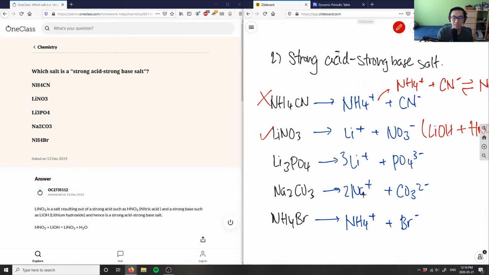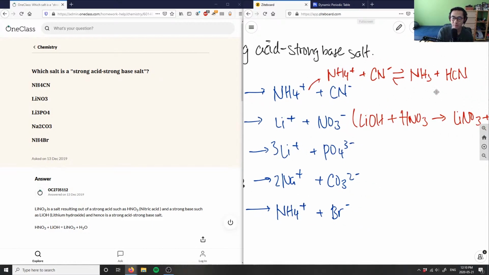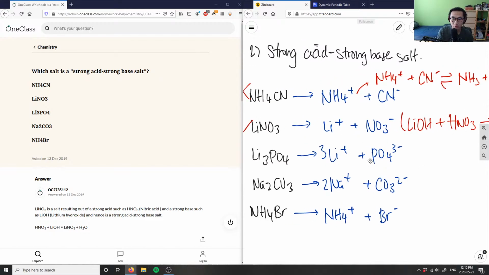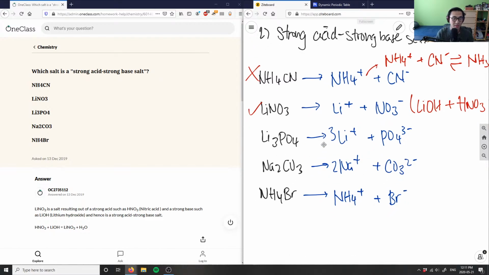And if you look at the other ones here, you could verify this one as well. NH4Br is exactly the same thing as this guy here, but instead of making the HCN, you make HBr. Li3PO4, if you protonate this phosphate ion, you're going to have phosphoric acid, which is a weak acid here. Weak acid plus a strong base with lithium hydroxide. And then with Na2CO3, you would get a weak base.